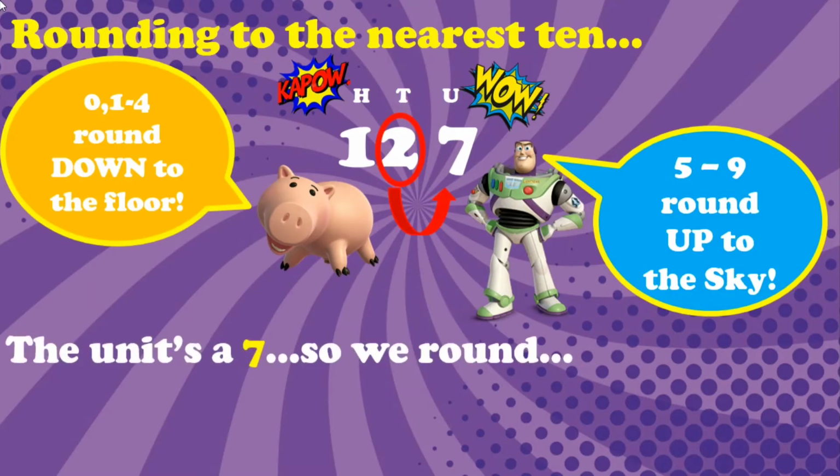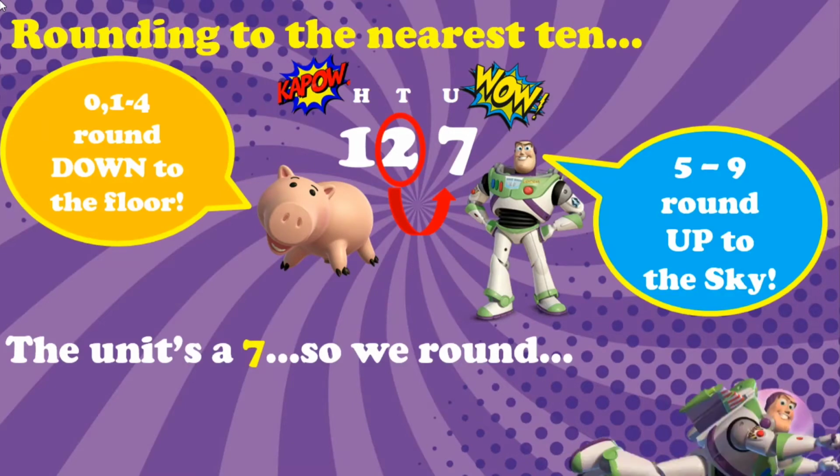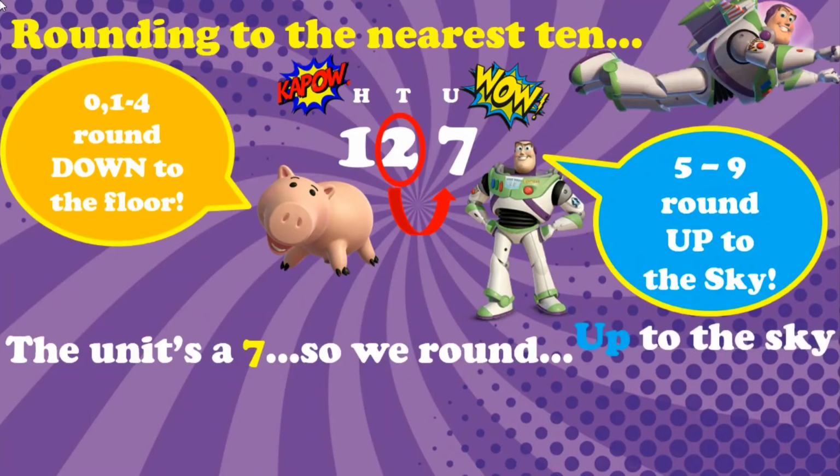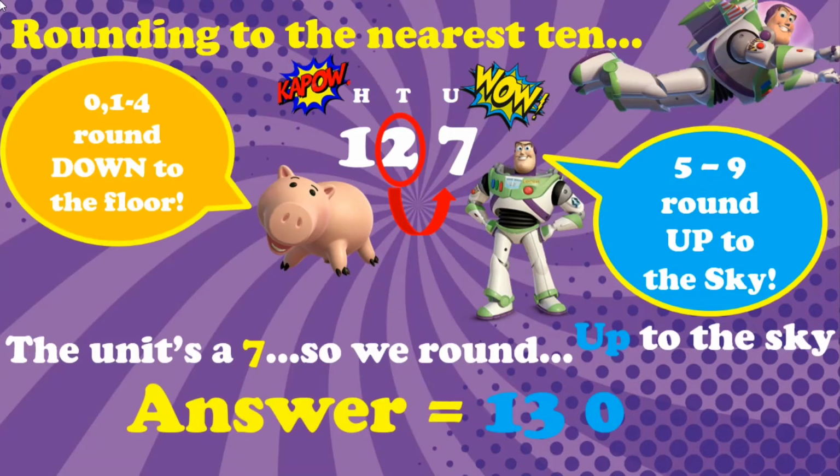Now, do we round down to the floor? Remember, 0, 1 to 4, round down to the floor. If the number is 5 to 9, we round up to the sky. But the number is a 7 in the units. So what do we do? Round up to the sky. Now, because we're rounding to the nearest 10, the answer has to be in tens. So the 10 is a 20. What's the next 10 after 20? 130. That's what you should have said.